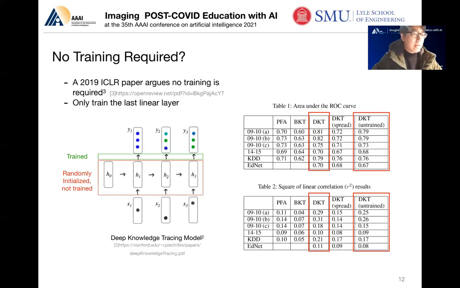There are some arguments that neural networks are not really learning meaningful representations. The improved performance achieved is merely because inputs are mapped into a very high dimensional space in which data points could be easily separated. We did something similar. We randomly initialized the deep knowledge tracing model and only trained the last linear layer. As you can see from these 2 tables, the results from the untrained model are very close to those from the fully trained model.